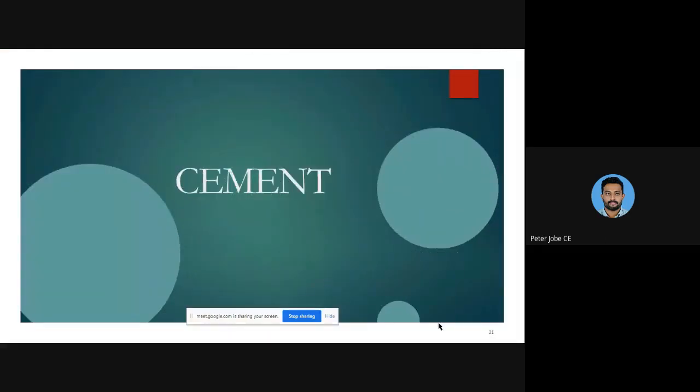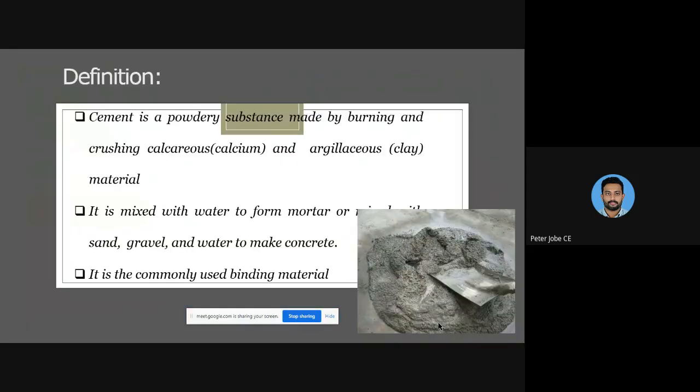So the next thing we discussed yesterday was regarding cement. We just started off with cement and the basic definition of cement. Cement is a powdery substance which is made by burning and crushing calcareous material, that means stones or material containing calcium as the main constituent, and argillaceous material where clay is the main constituent. Then we mix this cement with water and a mortar will be formed, and this mortar can be used for several purposes.